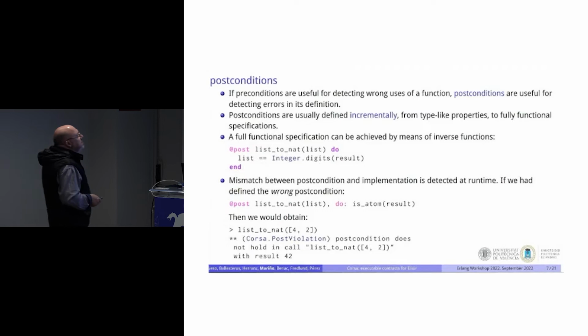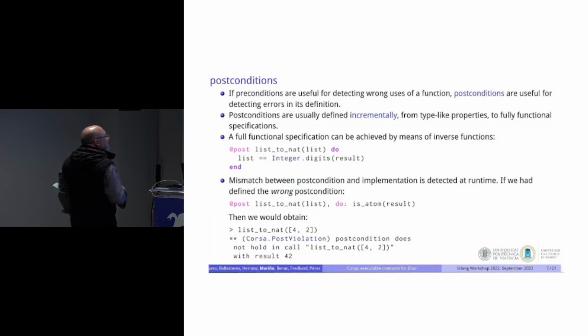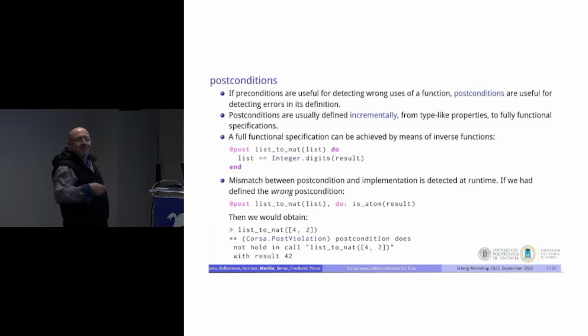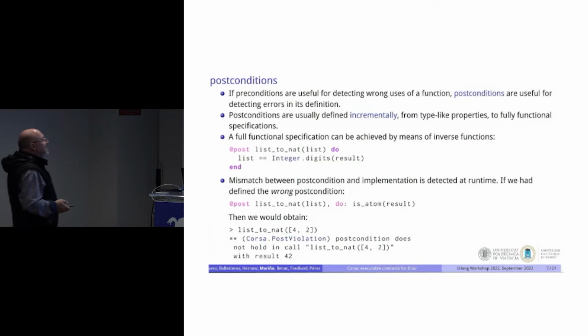So of course, if we want to, for this particular case, we can do a full functional specification because there happens to be a built-in library function in Elixir that converts an integer to a set of digits, which falls precisely in the subtype specified by the precondition. So this is a cheap way of specifying this: if we apply digits to the result, then we get back the input. Most of the time, this isn't so easy.